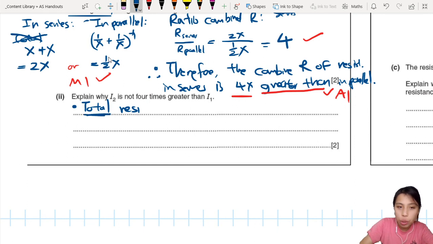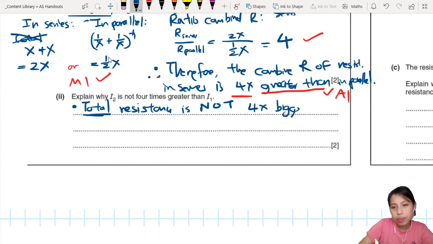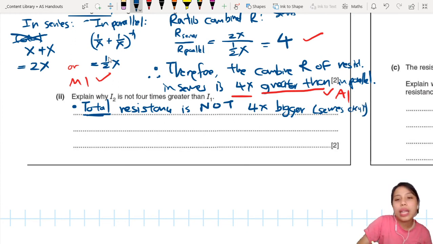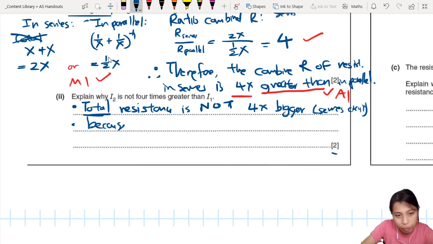This is when you want to differentiate between total and combined. The total resistance, including the internal resistance, is not 4 times bigger for a series circuit. Or you can say the total resistance is not 4 times smaller for a parallel circuit. I accept that also. Then you must say why? Because of internal resistance, for 2 marks.